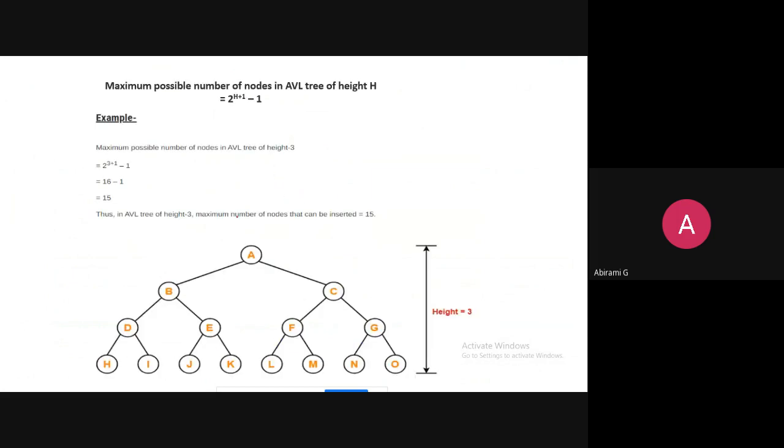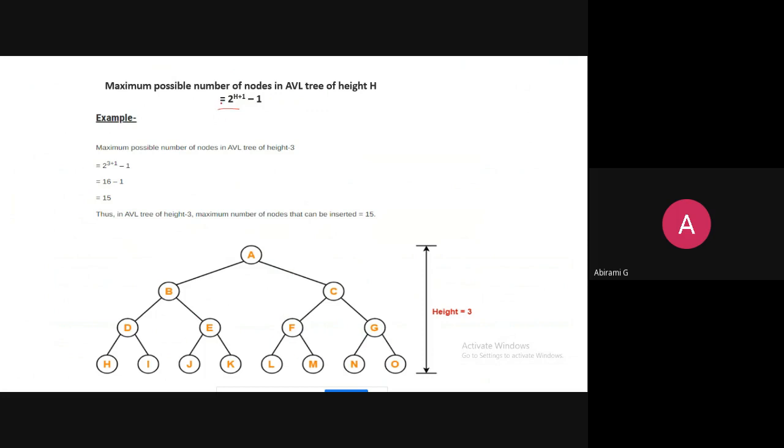Before constructing an AVL tree, we should know one terminology, that is how to find the maximum possible number of nodes in an AVL tree. The formula is 2 power h plus 1 minus 1. What is h? h is the height. What is the height of this tree? 3 is the height of the tree. So 2 power 3 plus 1 minus 1 is equal to 15. The maximum possible number of nodes in this AVL tree is 15.